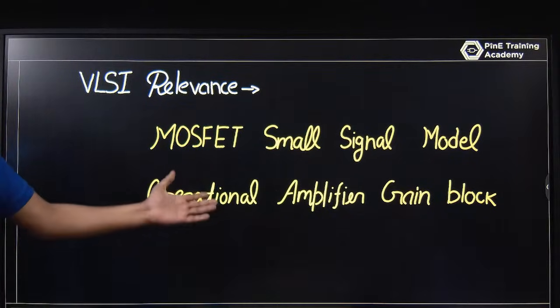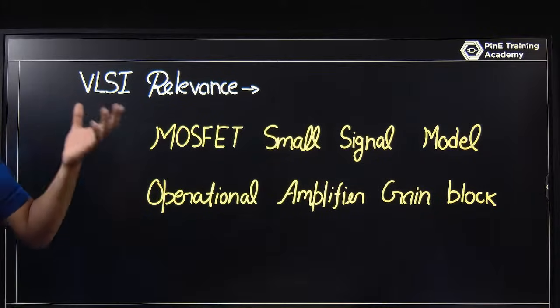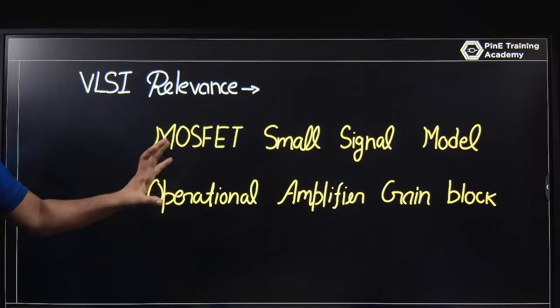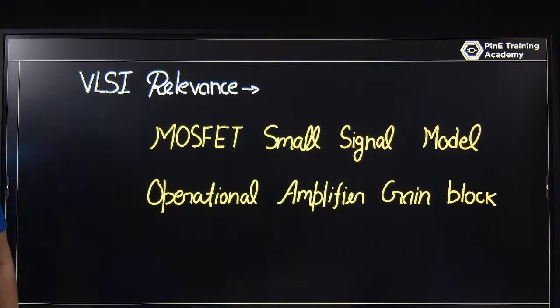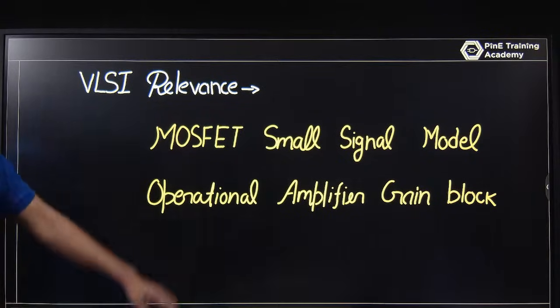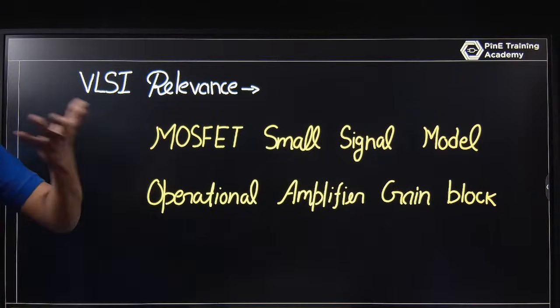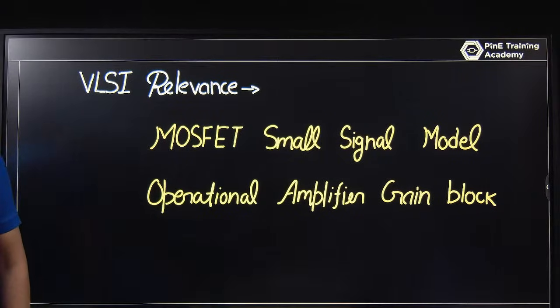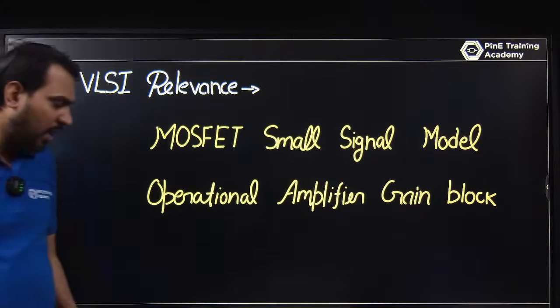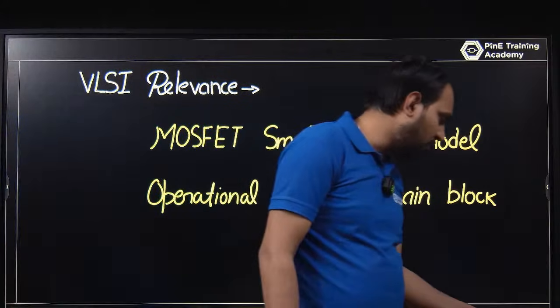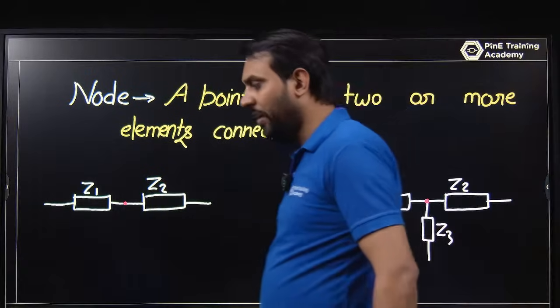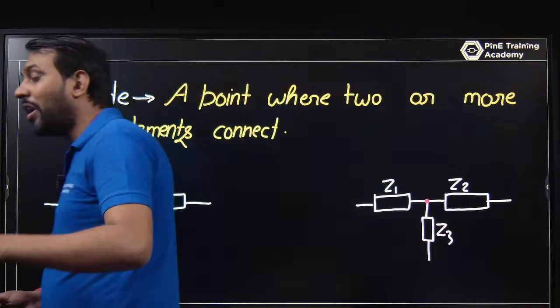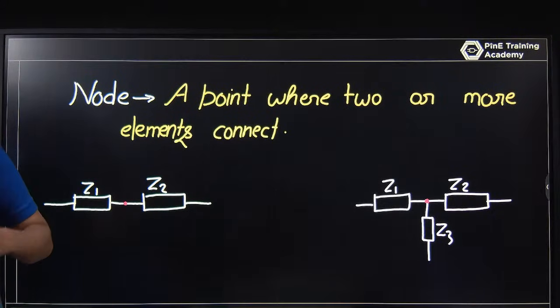Operational amplifier, we design that. For the internal architecture of the op-amp, there is a requirement of a voltage controlled voltage source. If you are designing a MOSFET small signal model, you require a voltage controlled current source based circuit. So these are the requirements and these are beneficial for you if you know the dependent source and independent source.